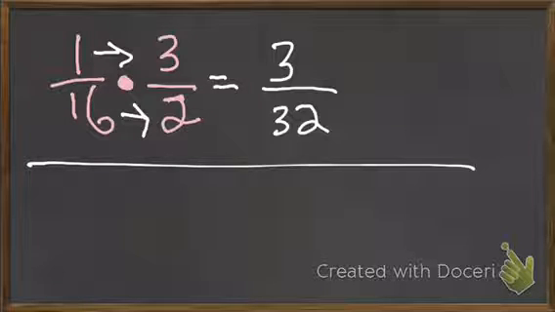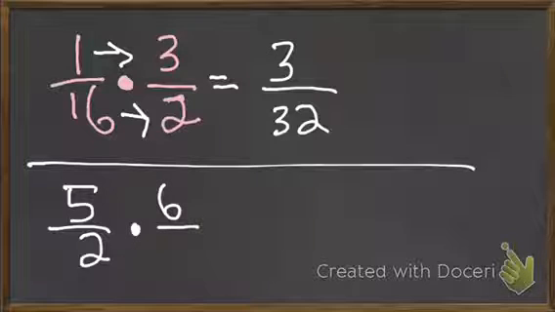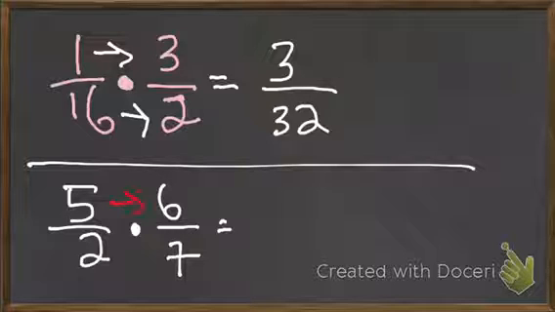Let's say I have 5 over 2 times 6 over 7. I do not care about denominators because I am multiplying. I'm going to say 5 times 6 is 30, 2 times 7 is 14. Wow, this is a good one.